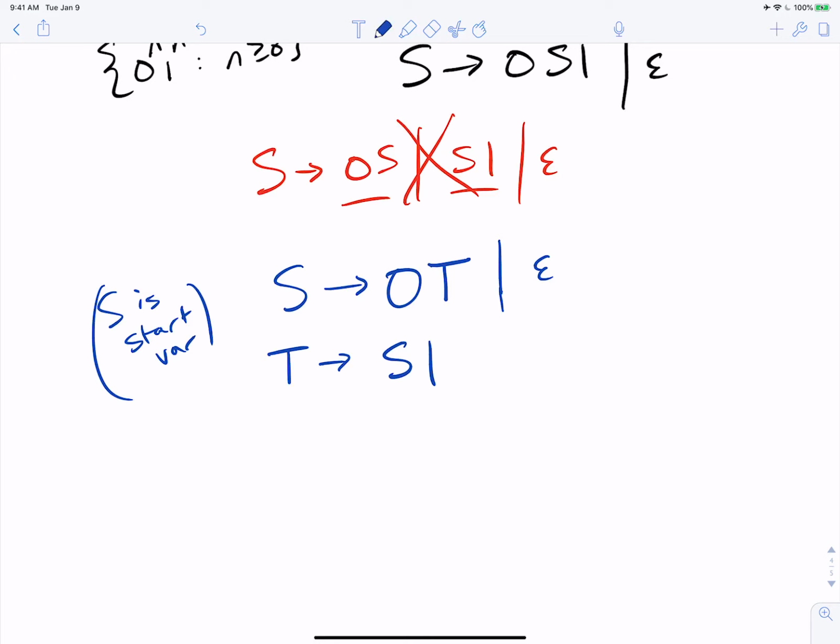So here we're actually simulating the 0S1 rule above with 2 rules. And we needed another variable because we needed to force the derivation down the path through the T variable.